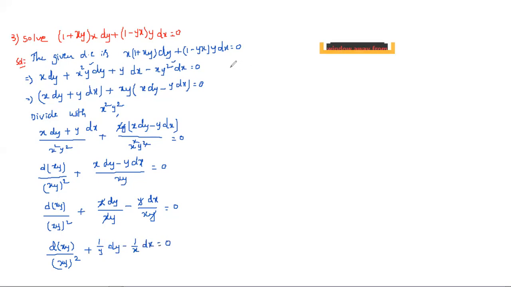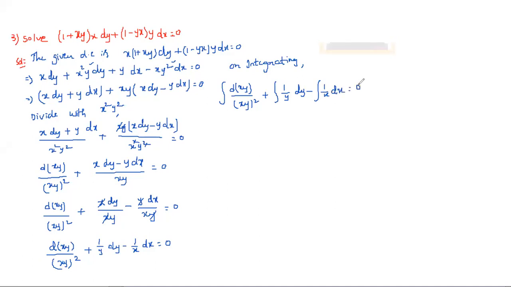Now apply integration on both sides. Integrating both sides, we get the integral of d(xy) by (xy) whole squared, plus the integral of 1 by y dy, minus the integral of 1 by x dx, equal to 0. Here you can put xy equal to t and solve, or simply take this as the derivative of xy, and take the other as xy whole power minus 2 in the numerator, plus the integral of 1 by y dy as it is, minus the integral of 1 by x dx as it is.